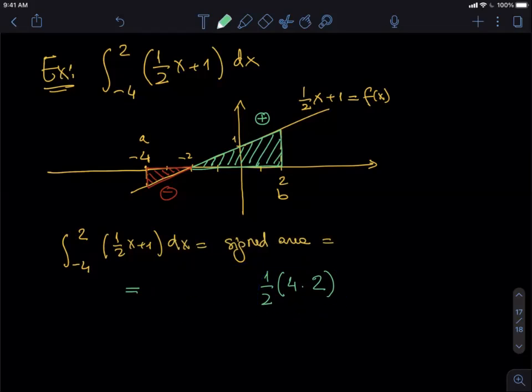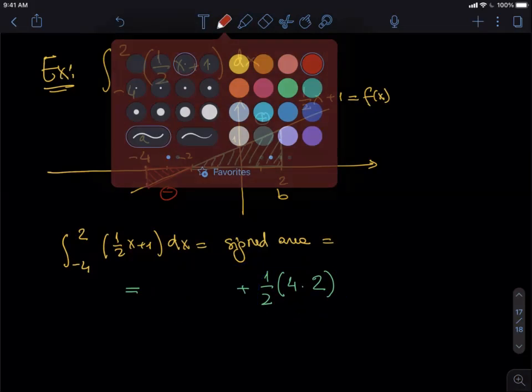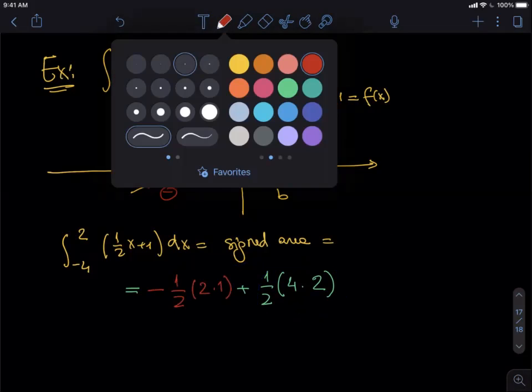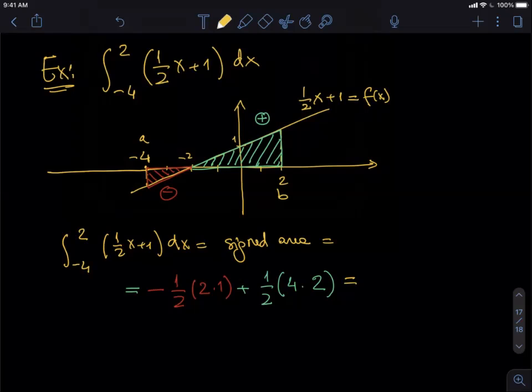And then we can put the negative area here. The triangle has a base that is 2 units long and a height that is 1 unit long, because at x equal -4, I get -2 plus 1, -1. That means a negative height pointing down of 1 unit. So these two together cancel out, so it's 4 minus 1, that makes 3.